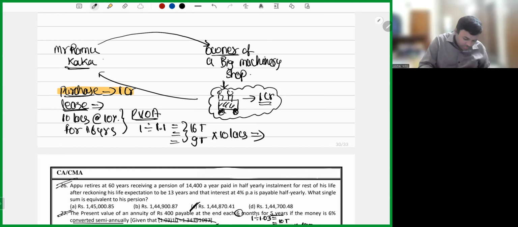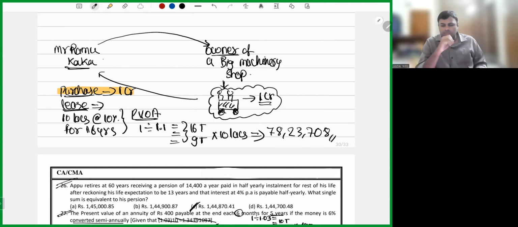Let's do this. 1 divided by 1.1, press equal 16 times, 1, 2, 3, 4, 5, 6, 7, 8, 9, 10, 11, 12, 13, 14, 15, 16. Grand total into 10 lakhs. So it will be 78,23,708 rupees. If I purchase the machine, I need to pay 1 crore. But if I take it on lease, the present value of everything comes to 78,23,708.